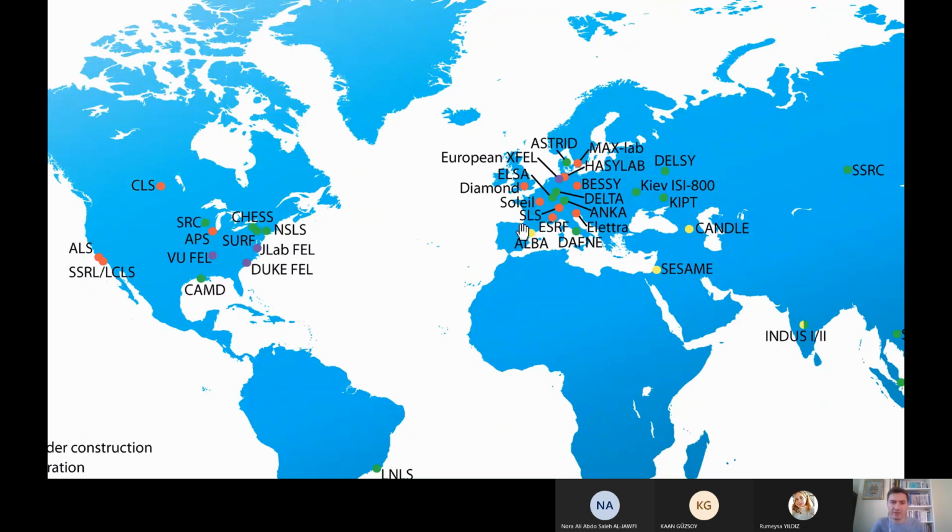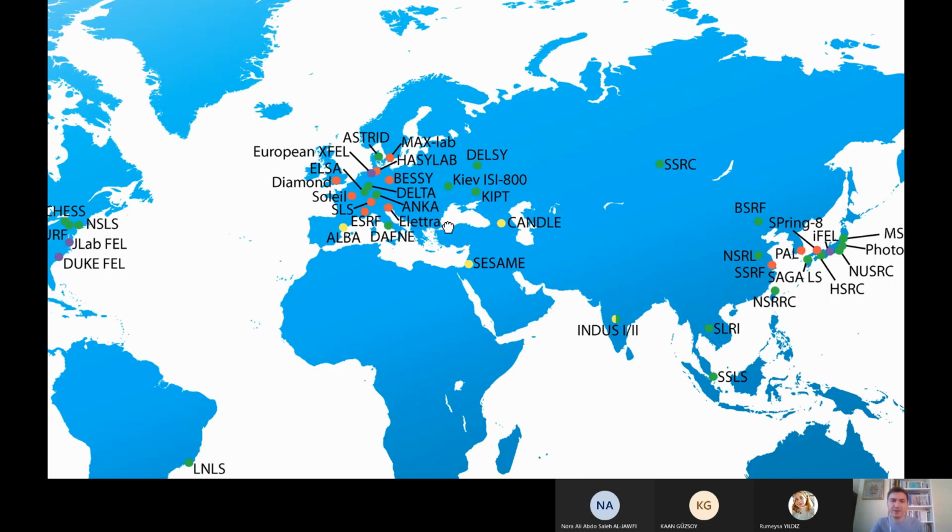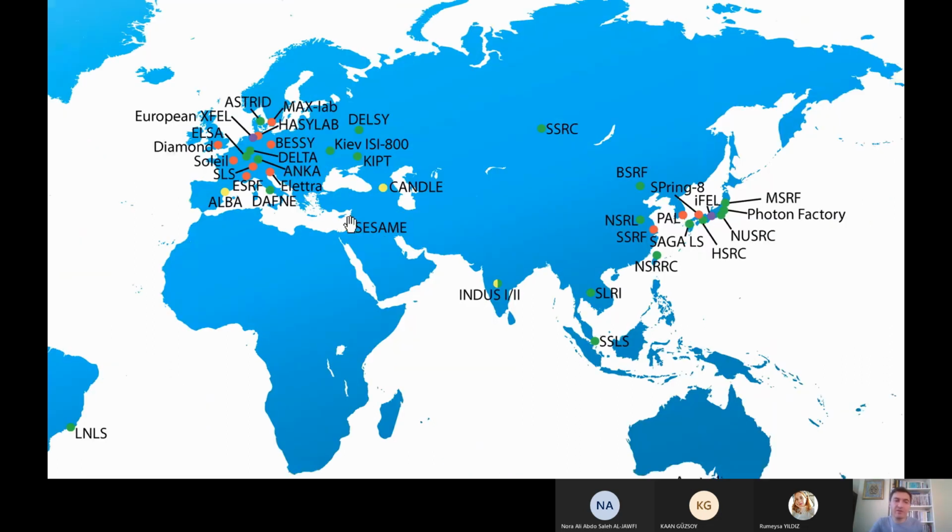Soleil in France, third generation. And this is a CLS light source. ESRF in Grenoble, the European Synchrotron Radiation Facility, is also third generation. Elettra in Italy and SPring-8 in Japan, third generation. So there are many third generation synchrotron light sources, and this violet color shows us free electron lasers, another type of X-ray source.